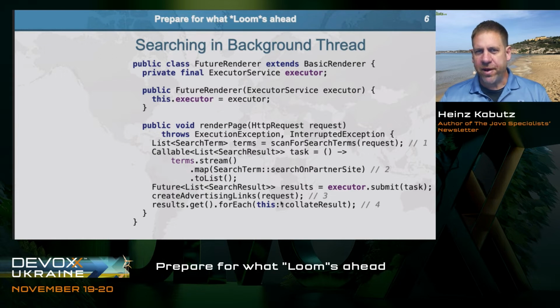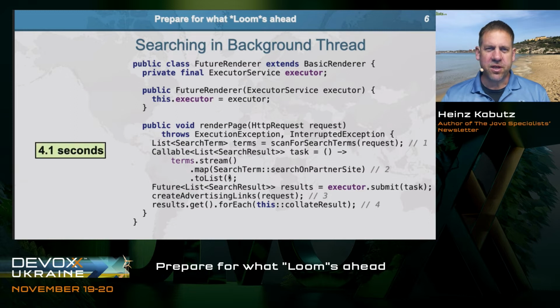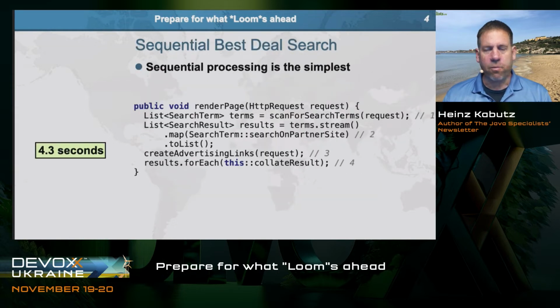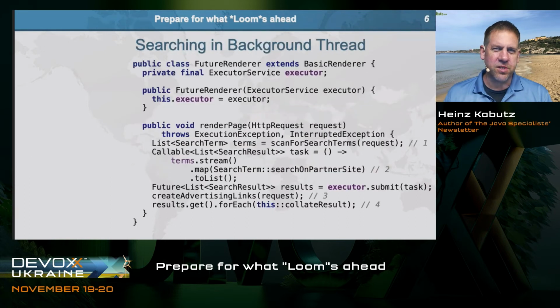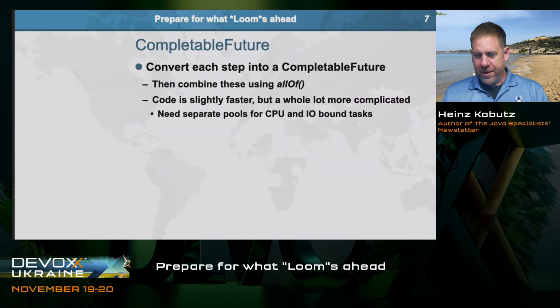In the meantime, we're doing the create advertiser links. So we're not really benefiting that much here. The only thing we're going to do is create the advertising links at the same time as doing the search. And you can see that the time goes down a little bit, the total time. 4.1 seconds. Before it was, what was it before? It was 4.3 seconds. So we basically saved 0.2 seconds because the actual advertising links creation doesn't take that long.